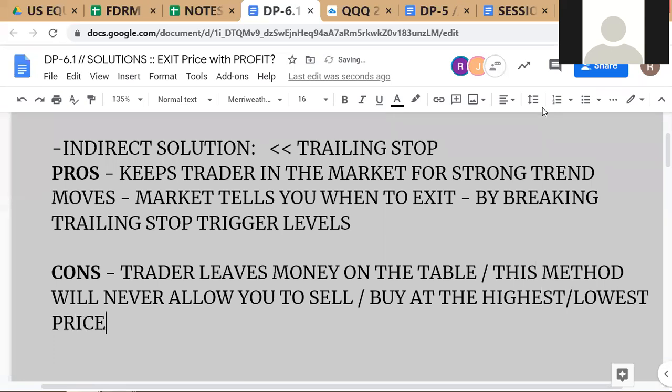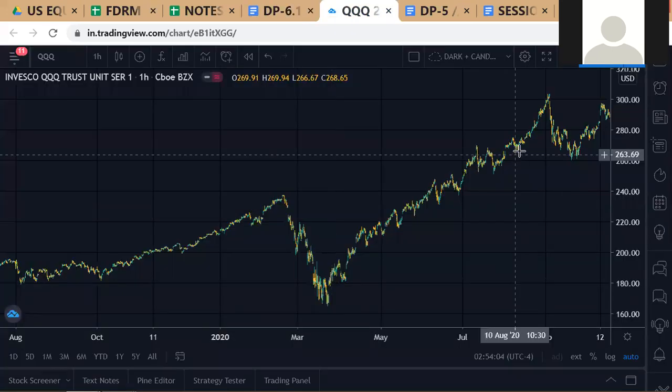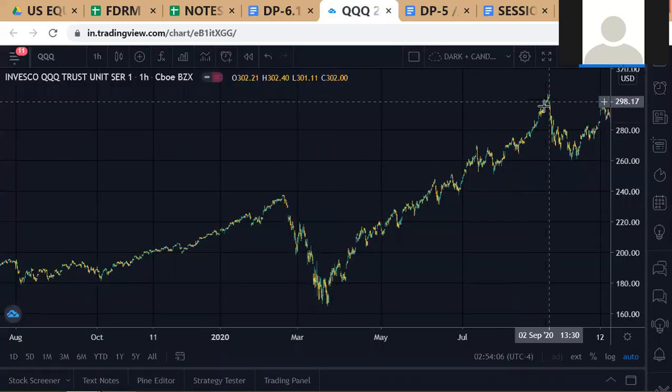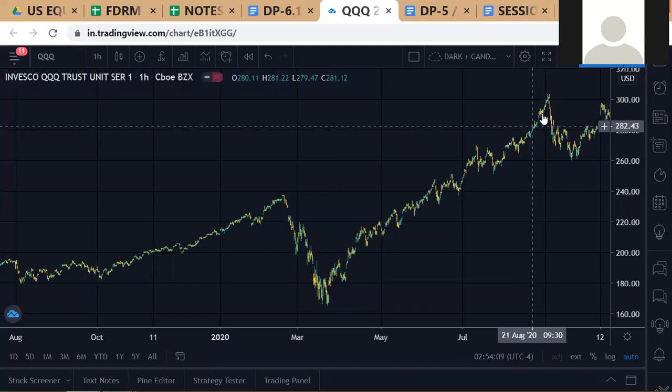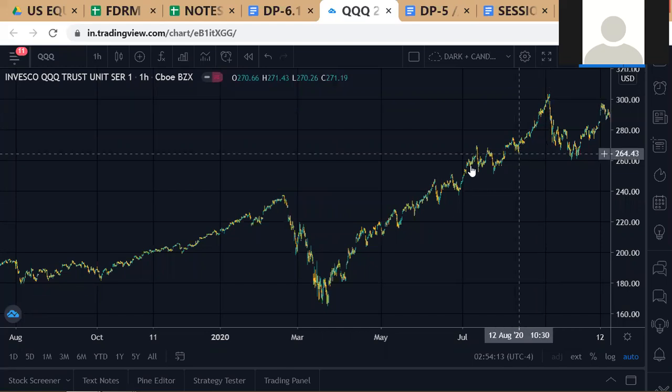So basically, it is saying that we have an unrealized profit. Yeah, I'm just explaining this. Let me answer this question first. Leaving money on the table with this method, basically it's a con because it never allows you to sell at the highest or buy at the lowest price. That's what it meant by the con. Sometimes you are able to sell at the high and buy at the low, it happens sometimes. With this method, you're guaranteed never to be able to do that because you're using trailing stops.